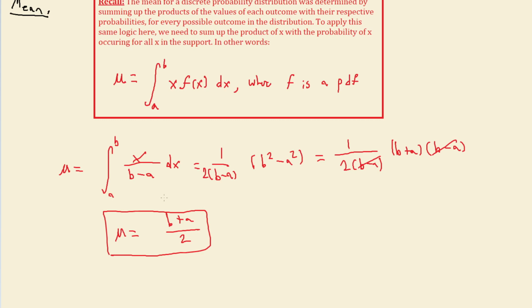You could think if our interval ran from 1 to 3, then (b plus a) over 2 would be (1 plus 3) over 2, which is just 2, and that's exactly the midpoint of the interval. So this should follow with our intuition quite nicely.